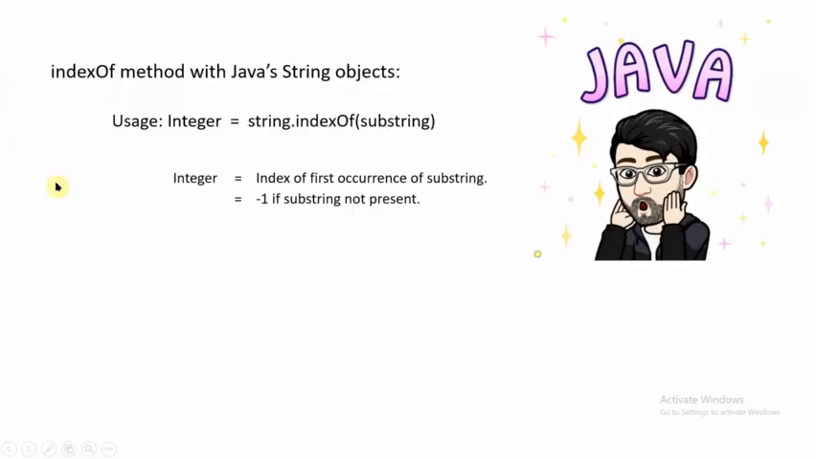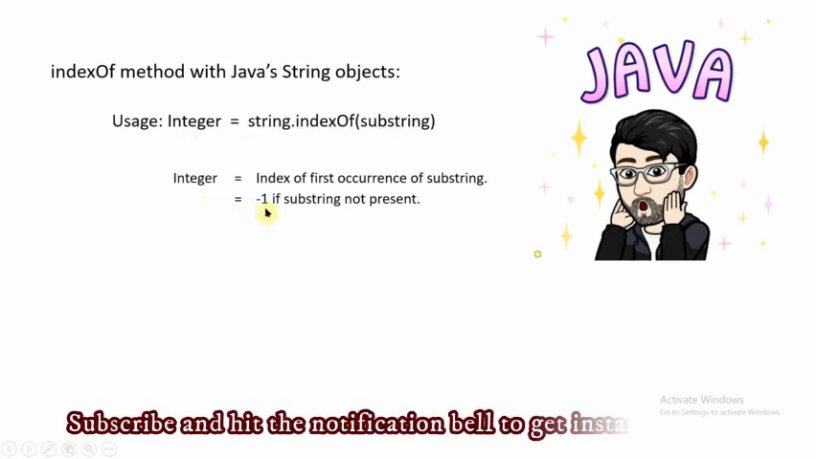So now we will see how to find the substring in the given string by using Java. In Java, we have the indexOf method associated with string objects. By using that indexOf method with string objects, we can identify the position of the substring in the given string. The usage of the indexOf method is like this: your string object dot indexOf method. For that, the input argument is the substring. Then it will return an integer.